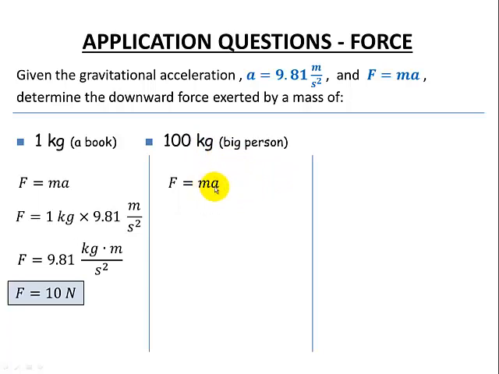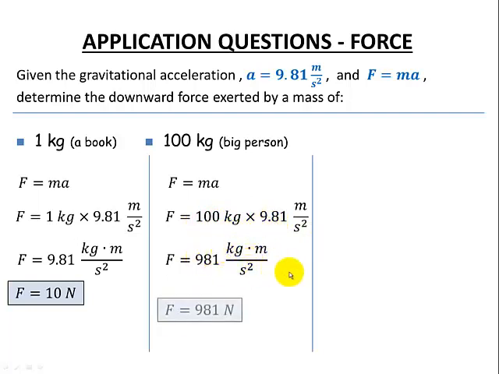Same methodology, write your formula, mass times acceleration. Plug in your given information, 100 kilograms for the mass, 9.81 meters per second squared for the acceleration. Do the multiplication, 100 times 9.81 is 981 kilogram meters per second squared. Use our new unit, force is 981 newtons. And again, if we were rounding this, say we did want just a whole number, so maybe one significant digit, we could say it's 1,000 newtons. For the purposes of this video, I've just left it as 981 newtons.